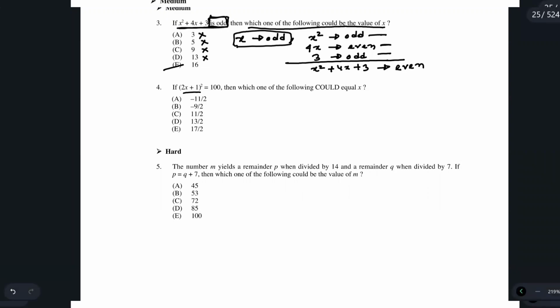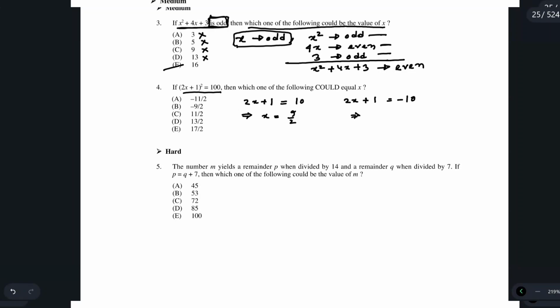Here we are given an equation and the value of the equation, and we are asked which one of the following could be equal to x. So from the equation, we know that twice x plus 1 should be equal to 10, or twice x plus 1 can also be minus 10, because when we take the root of 100, that gives us the value positive 10 and negative 10. Now here we get that the value of x equals 9/2.